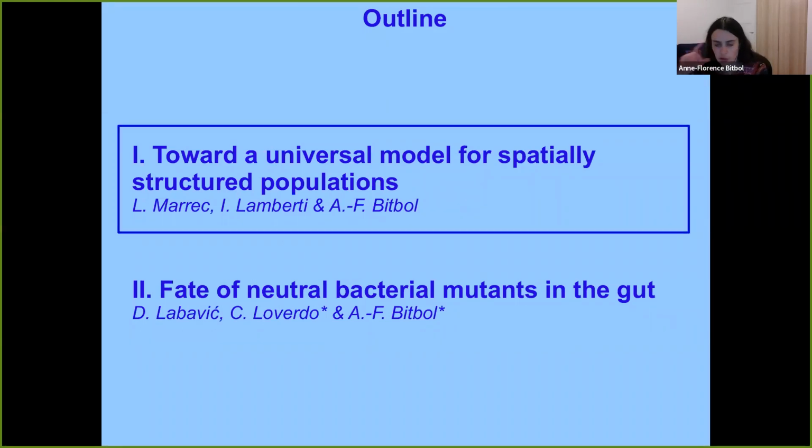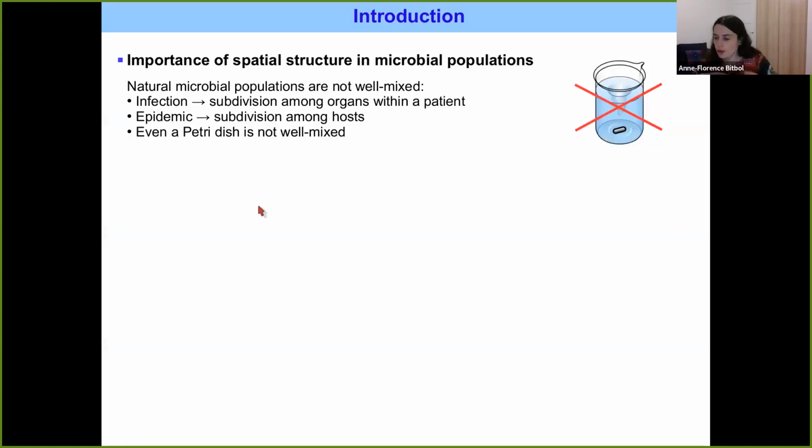Let me first start with this model of populations evolving in spatial structures represented by graphs. This is joint work with my former PhD student, Loïc Marek, and my former master's student, Irene Lamberti. The question that we want to ask is about the impact of spatial structure on the evolution of microbial populations. And this is an important question because natural populations are not usually well mixed. Here I represent this experimental setup of a beaker, which is well agitated, and you may imagine a population of bacteria that evolves in this beaker.